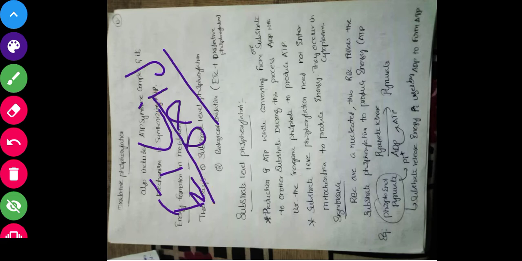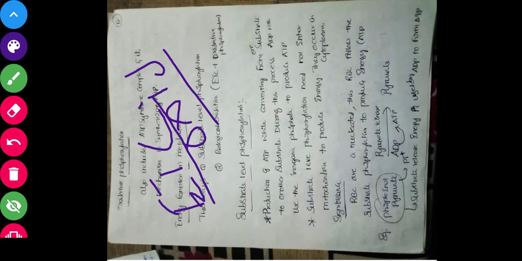Now, energy formation in metabolism. In two ways the energy will be formed. One is substrate level phosphorylation, and another one is biological oxidation. We already discussed biological oxidation. It includes the ETC and oxidative phosphorylation; both involve biological oxidation, right?